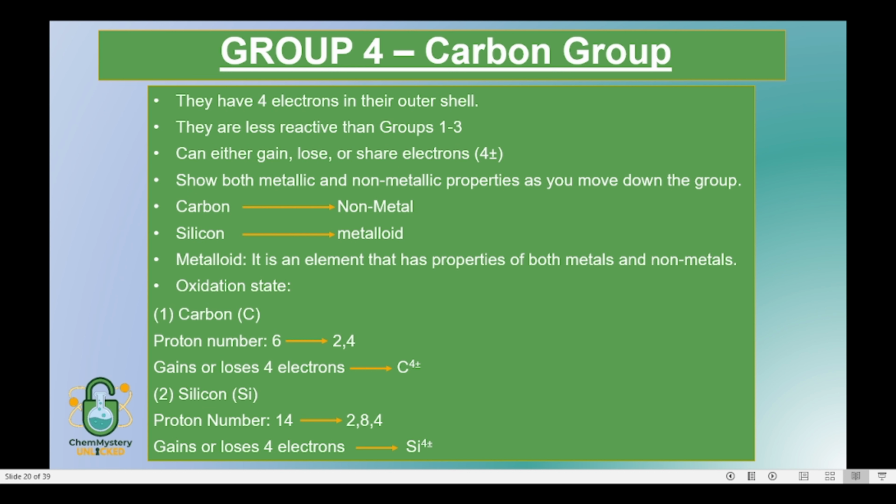But in group 4, elements have 4 electrons in the outer shell. It becomes difficult to either lose or gain electrons. Losing 4 electrons takes a lot of energy as well. So instead, group 4 elements often share electrons to form covalent bonds rather than reacting quickly. This makes them less reactive overall compared to group 1, 2 and 3.